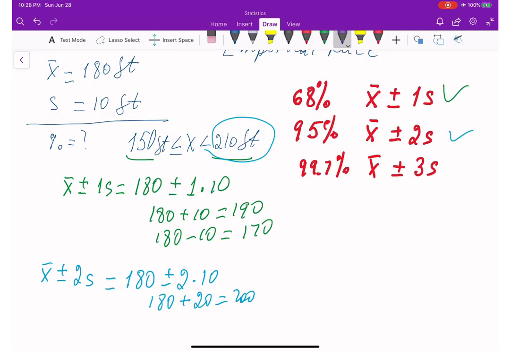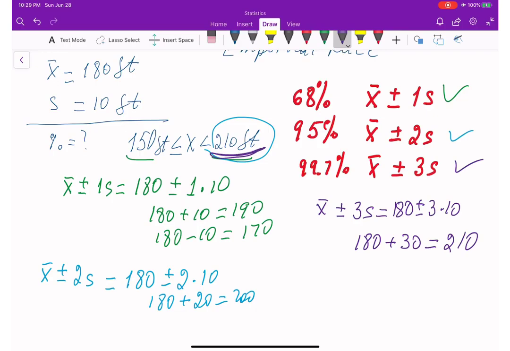And lastly, our last chance, we are going to check plus or minus 3 standard deviations. Let me follow the same rule: x bar plus or minus 3s is equal to 180 plus or minus 3 times 10. 180 plus 3 times 10 is 30, will be 210.